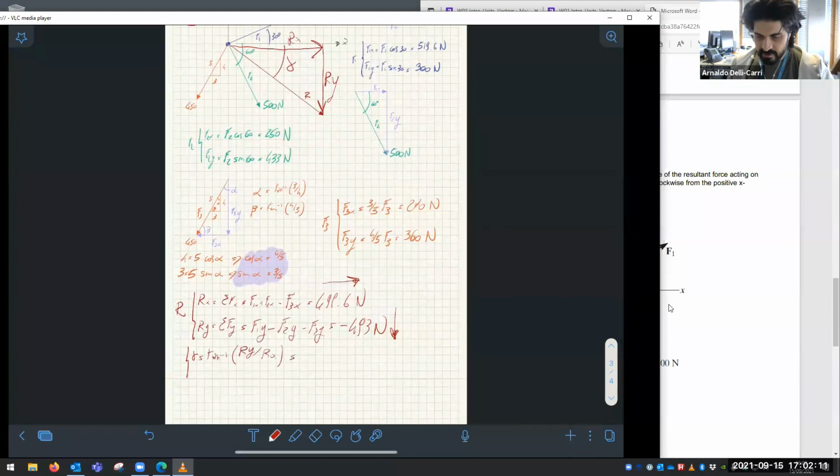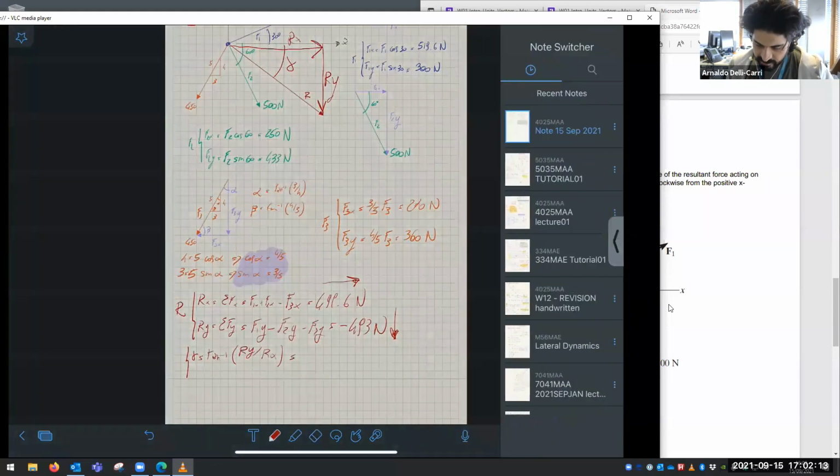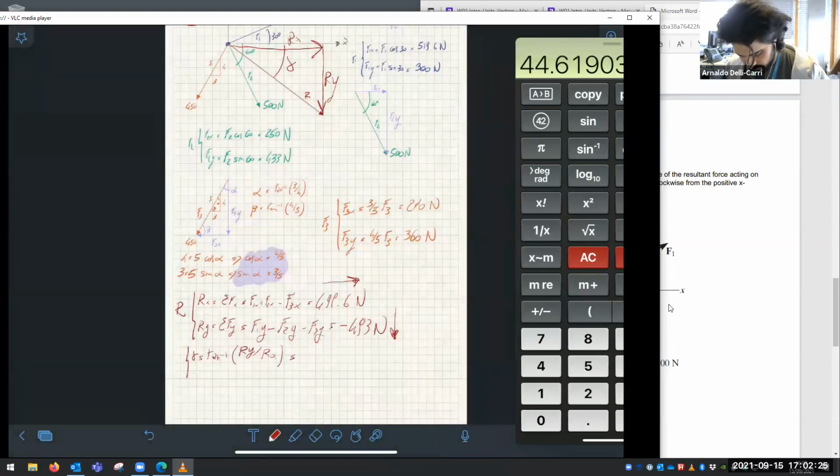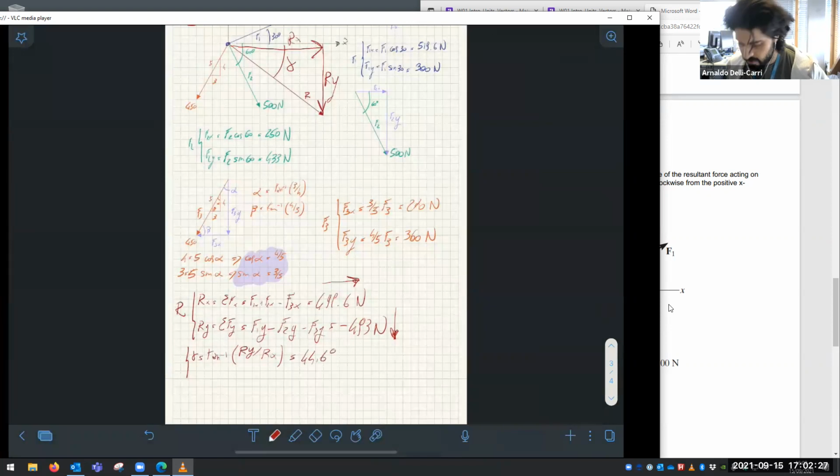That's correct. So let's do this. It's 493 divided by 499.6. It's almost 1. The arctangent is 44.6 degrees. Okay, almost 45 as we stated.